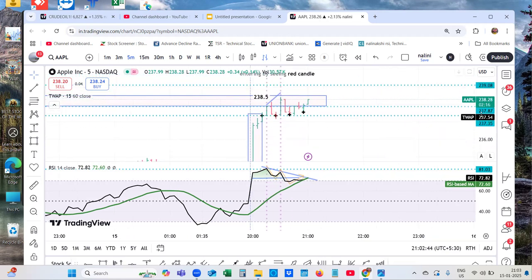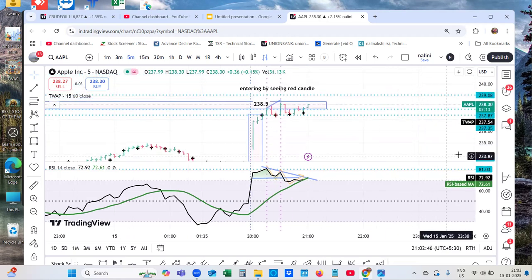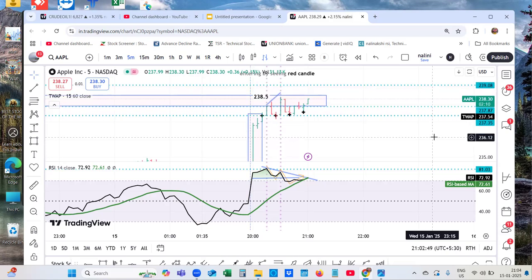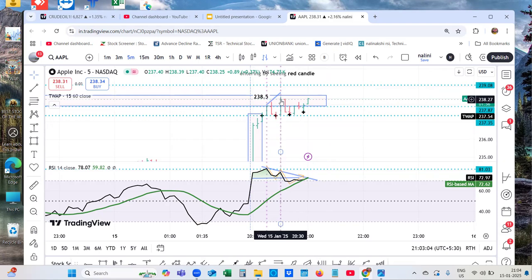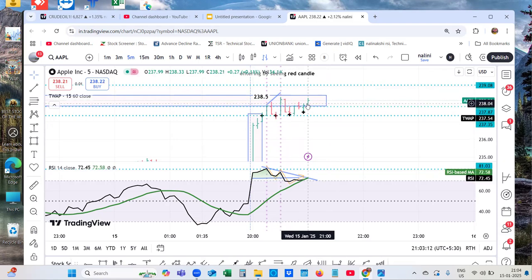Whether our assumption is correct or whether we are going to go wrong. We have not taken the trade, right? Still, no trade has been initiated. Now, price is moving towards the high of this candle, 238.39. Now, the high is 238.33. Just see the reading. It is neck to neck. 238.33.